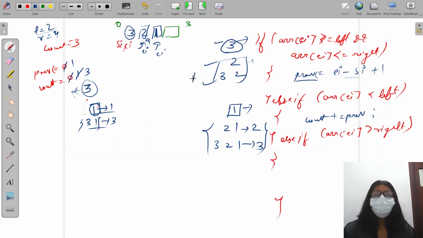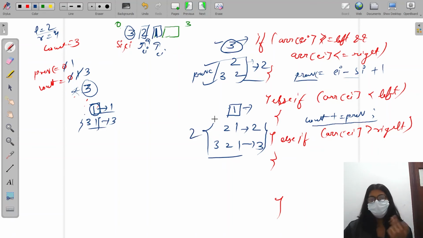That is equal to my previous count, right? Here also my previous count was 2, so it is also equal to my previous count. So it means what? Whenever my ARR of EI is lesser than my left, then what am I going to do? I am simply going to add previous count to my count, right? Because here also I can have two more subarrays, right?